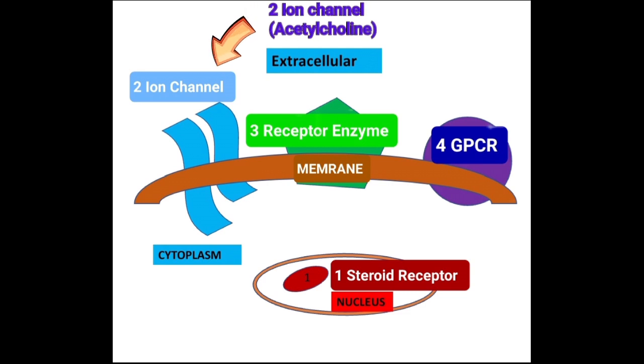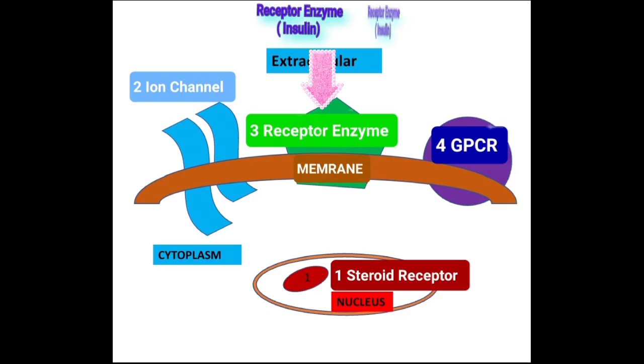The second type of receptors resides in the membrane, and an example of that is the nicotinic cholinergic receptor activation by acetylcholine, which allows this channel to open. The third type of membrane receptors is the receptor enzyme, and an example of that is the insulin receptor, which when activated by insulin will activate the tyrosine kinase activity of the receptor.